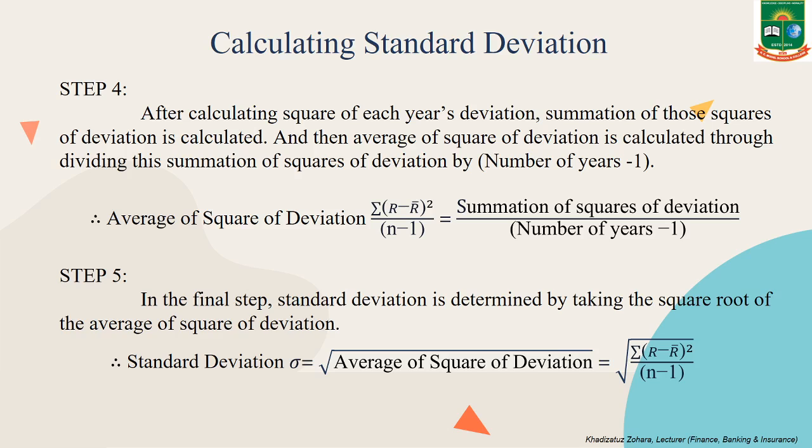And in the final step, step 5, standard deviation is determined by taking the square root of the average of square of deviation, the result we get in step 4. That should be square root. So standard deviation is expressed by sigma equals root over of average of square of deviation.